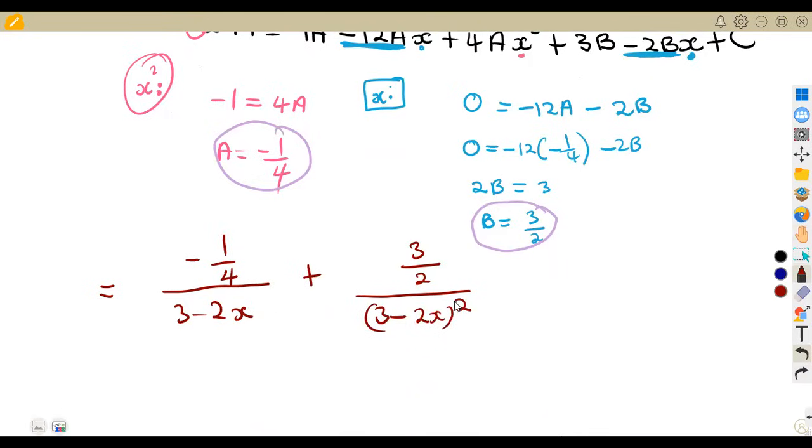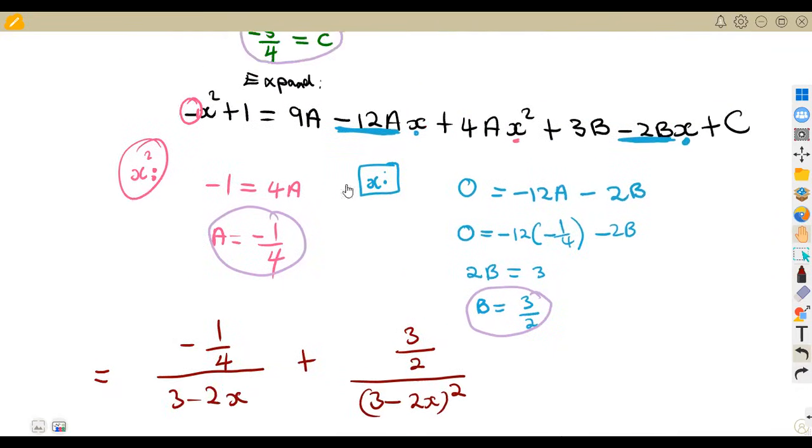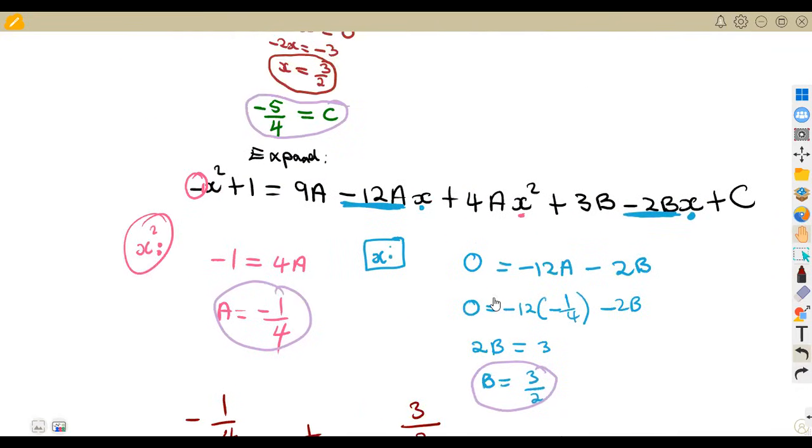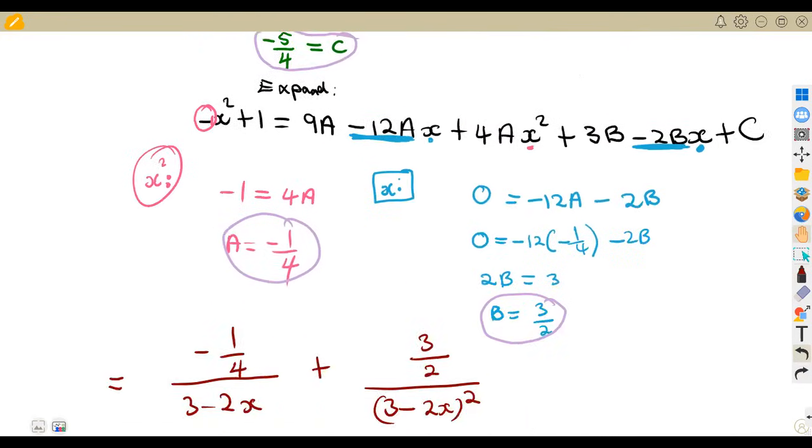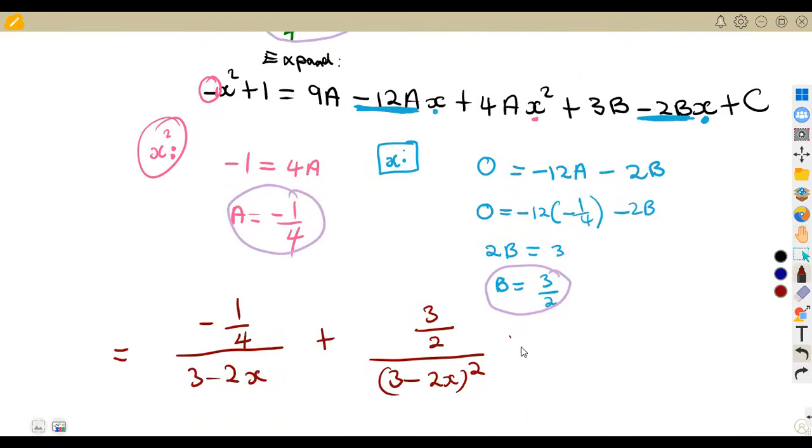The last term was plus c, all right, to the exponent of 3. Our c is minus 5 over 4, all right? So the part of c is c over 3 minus 2x cubed, and c is minus 5 over 4. So this is going to be minus 5 over 4 like this. Remember, it was supposed to be plus minus like this. Okay, let me write it like that, the way that we all understand. All right, 3 minus 2x to the exponent of what? Of 3. So this is what our partial fractions can do.